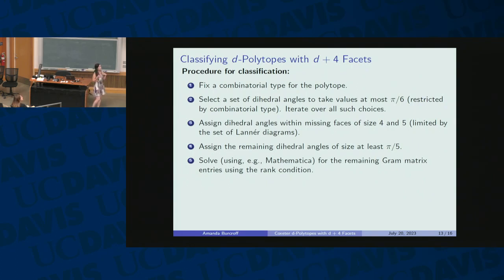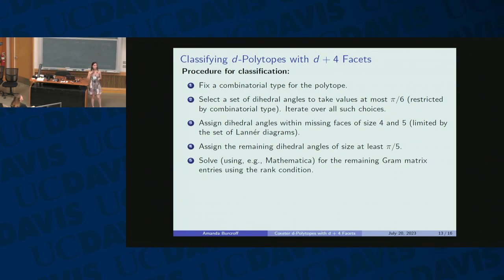So now let me outline the strategy for getting the classification in dimensions 4 and 5. We start out by fixing a combinatorial type, which we got by analyzing the Gale diagrams. We then choose a set of the dihedral angles that are allowed to have an angle of pi over 6 or less, so it can have arbitrarily large denominator. These are the problematic ones to work with, and this set is going to be already very limited by our choice of combinatorial type.